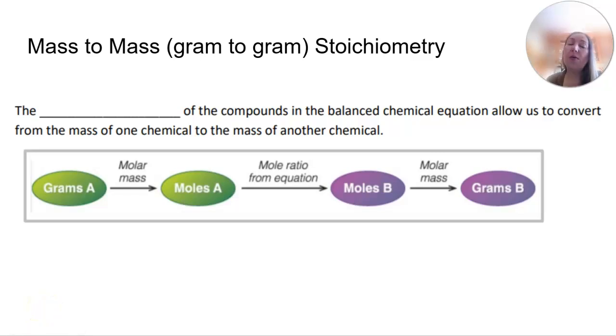This video is all about mass to mass, or grams to grams, stoichiometry in chemical equations. Remember that stoichiometry is just a fancy term for the math of chemical reactions. For example, if I know how many grams of a reactant I'm putting into the reaction, I want to be able to calculate through stoichiometry how many grams of a desired product I'm going to be able to make.